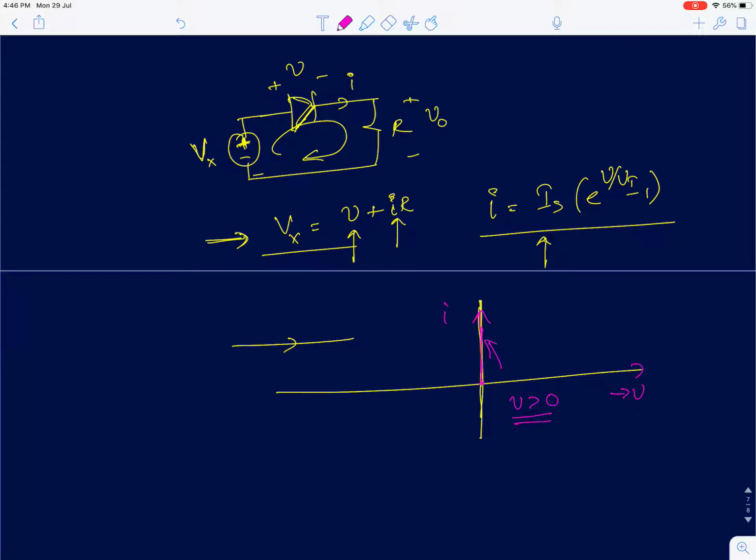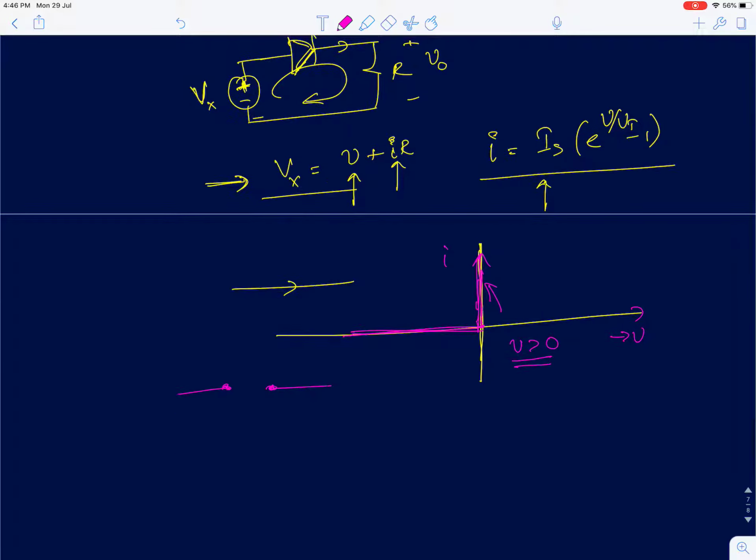Now when your voltage is negative, you assume that the diode is an open circuit. When a two-terminal device is an open circuit, it can have any voltage across it, but the current will always be zero. So the characteristic looks something like this. This is the IV characteristic of an ideal diode.